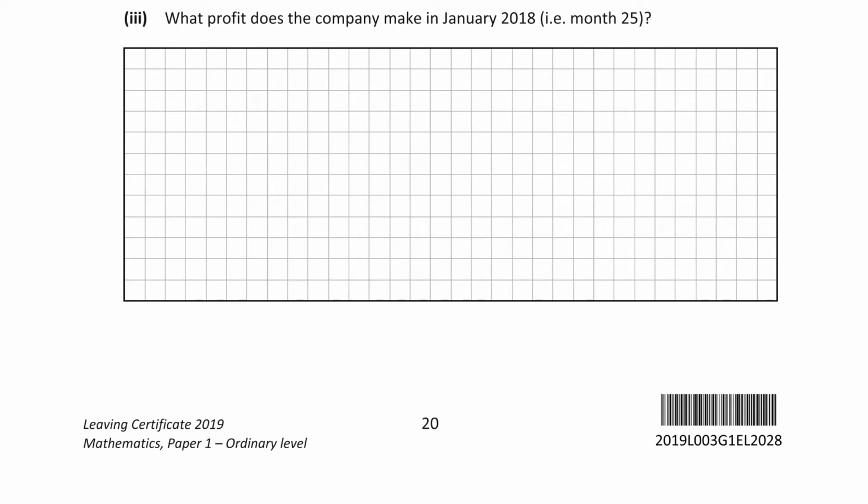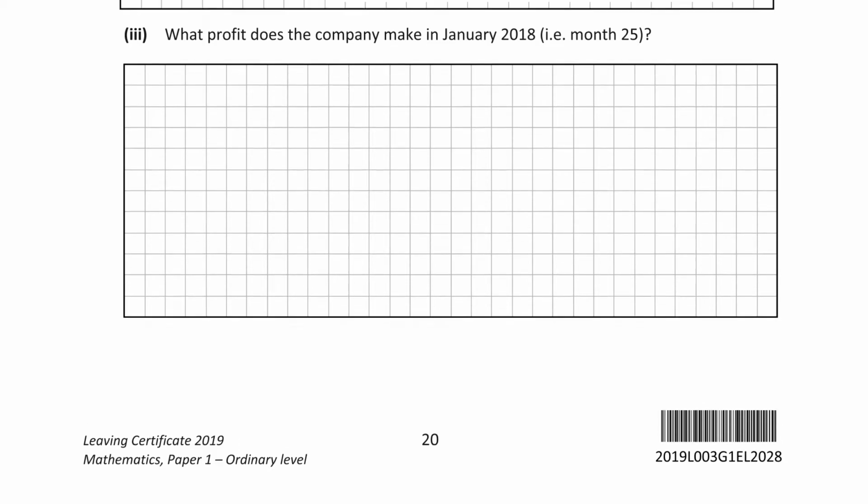So it says, what profit does the company make in January 2018? Okay, so they want to know what the profit will be in January 2018. And it tells you there that's going to be 25 months in. Okay, so that means after 25 months.